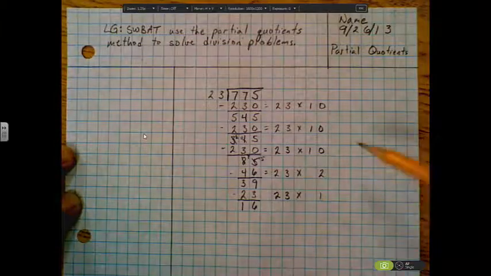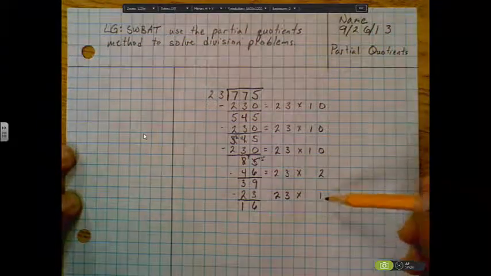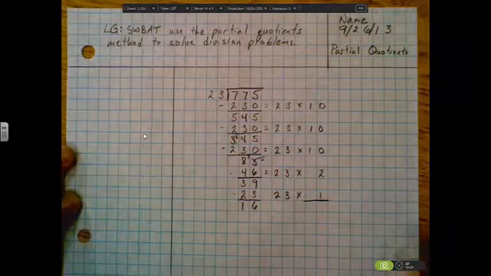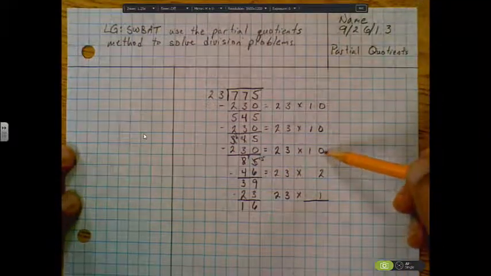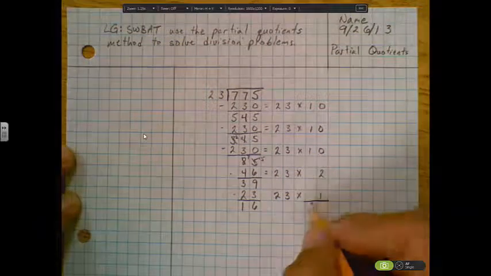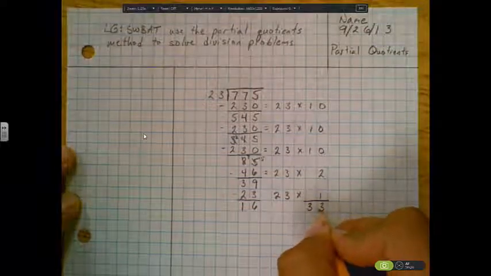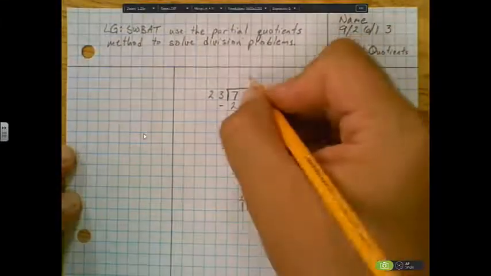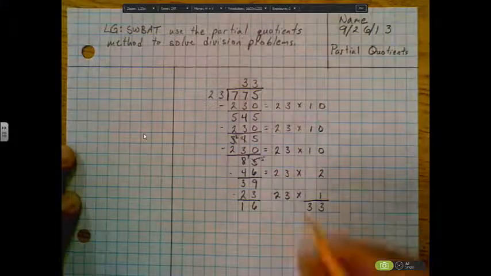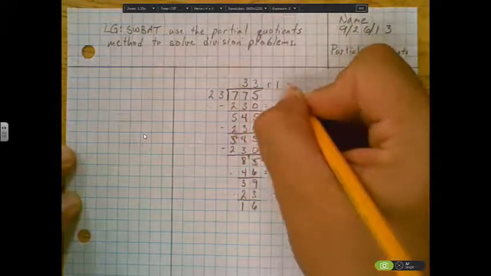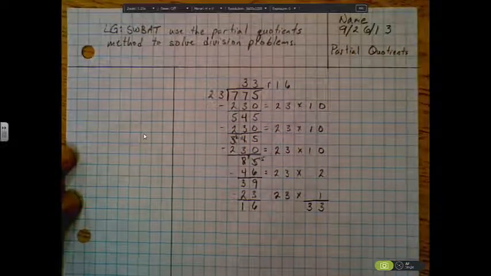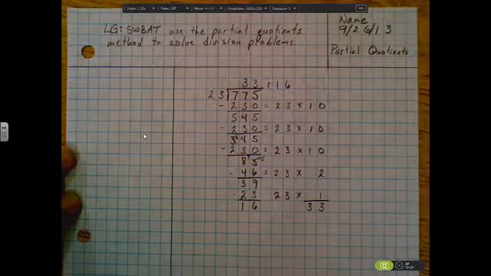And so what we've done is we have all of these answers over here, all of these factors, and we're going to add them all up. So we have 10 plus 10 plus 10 is 30. 30 plus 2 is 32. 32 plus 1 is 33. 33 is going to be the answer, so we can put that right up top here. And then our remainder is going to be 16. So the answer to this problem is 33 with the remainder of 16.